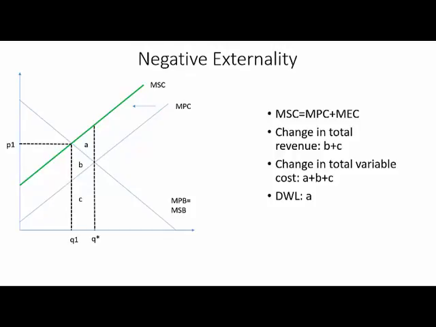Q star. Marginal social cost is equal to marginal private cost plus marginal external cost. Marginal private cost and marginal social cost are represented by the blue line and the green line correspondingly, and the marginal external cost is the vertical distance between marginal private cost and marginal social cost. When moving from Q star to Q1, losses in total social benefits are represented by the sum of areas B and C. Gains in total social cost reduction equal area A plus B plus C. So A is the deadweight loss that we avoid.